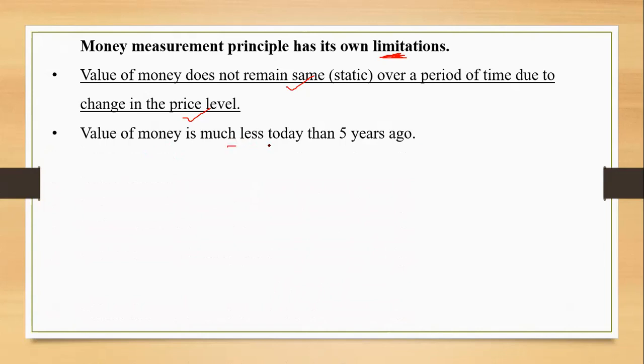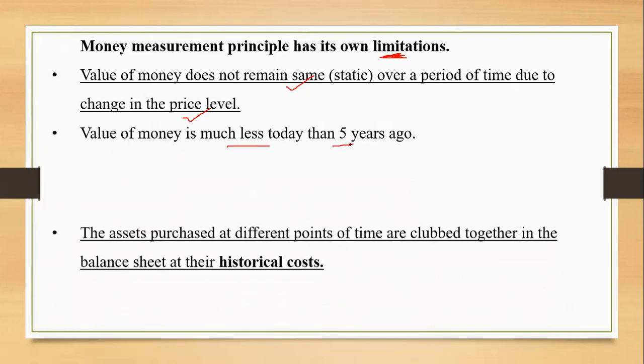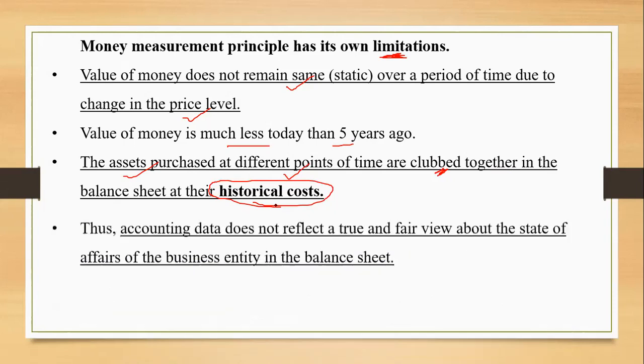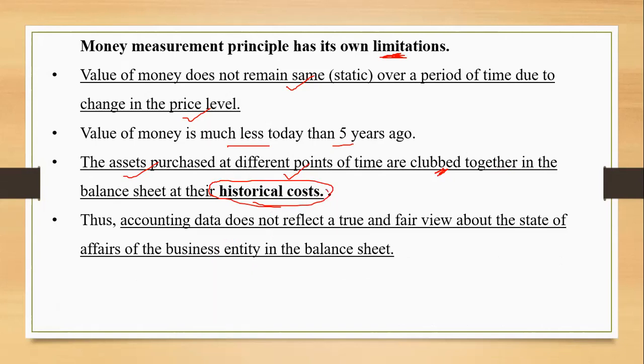The value of money is very much less today than what it was 5 years before, and also the assets are purchased at different points of time. These are all the limitations, right? But what we do is just club them together and write them at just one value, and that too at historical cost. What is the amount that we have actually paid to acquire the asset? That is the amount that we keep on recording in the books of accounts, irrespective of the market price. Because we follow all these things, the accounting data does not reflect a true and fair view of the state of affairs of the business entity in the balance sheet. When you talk about the assets and all, you will never be able to get a true picture from the balance sheet, right? These are all the limitations of the money measurement principle.